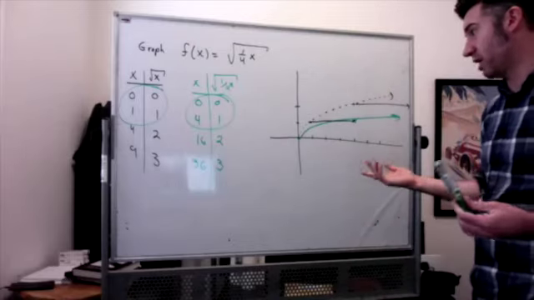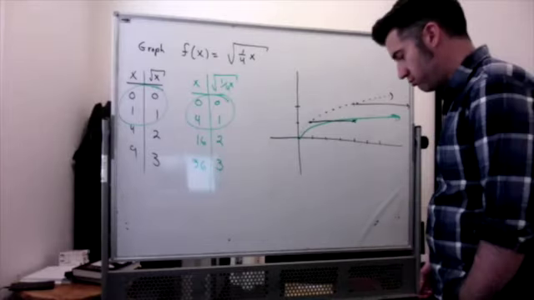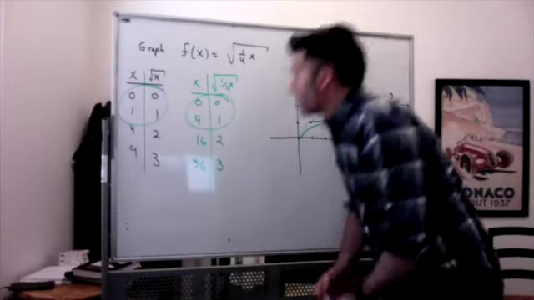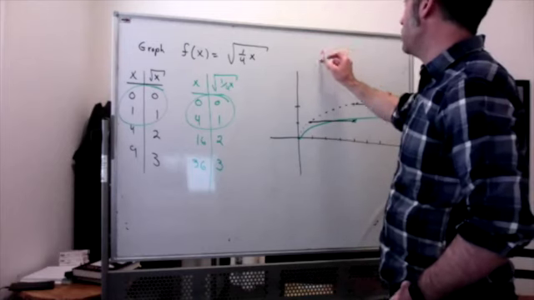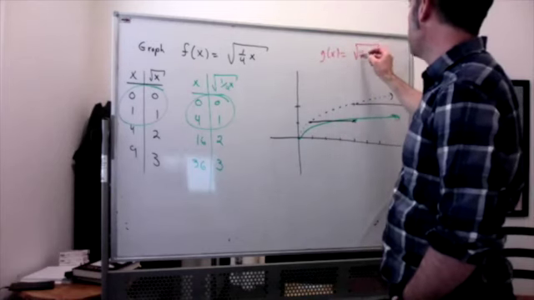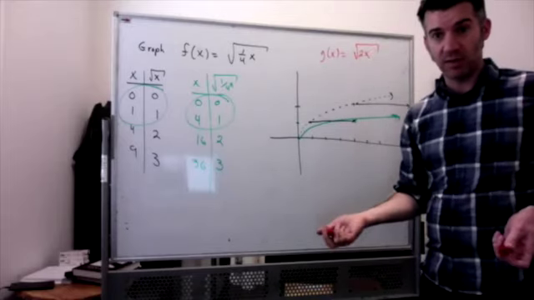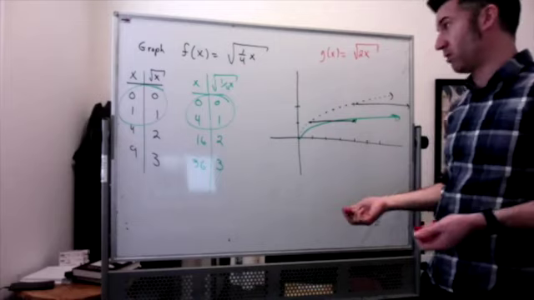And then on the other side of it, we could also do a horizontal compression. If I was going to graph g of x equal to the square root of, say, 2x. Now the x values have to be half as big as they would normally be to get the same corresponding y values.